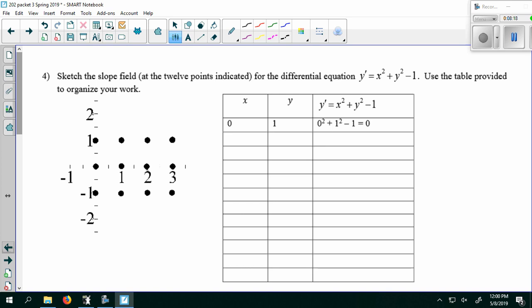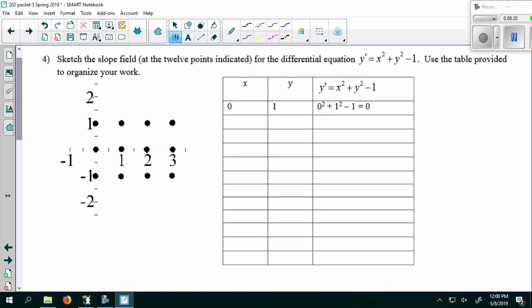Okay, next problem. We're going to sketch the slope field at these 12 points. So, slope field for the differential equation y prime equals x squared plus y squared minus 1. One has been done for us at the point (0, 1). We plug 0 in for x and 1 in for y, and we get a slope of 0. So at (0, 1), we would draw a flat tangent line.